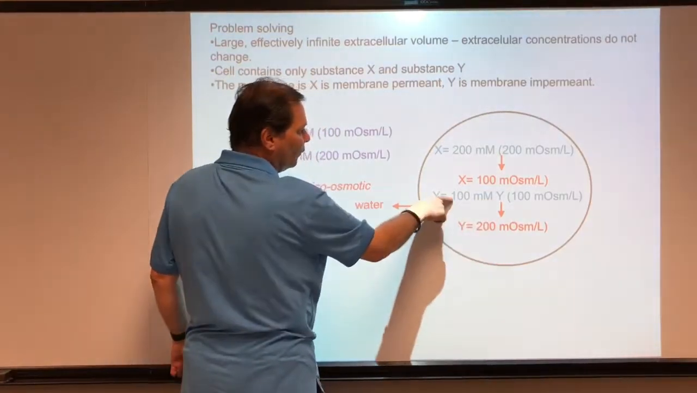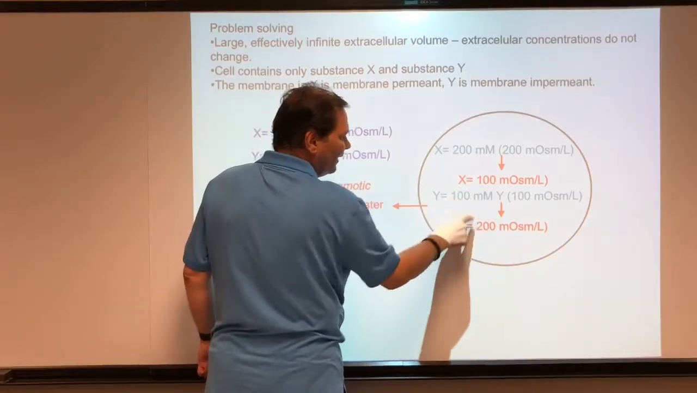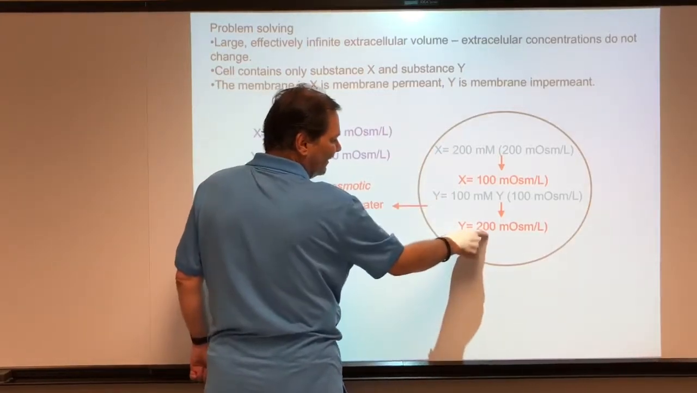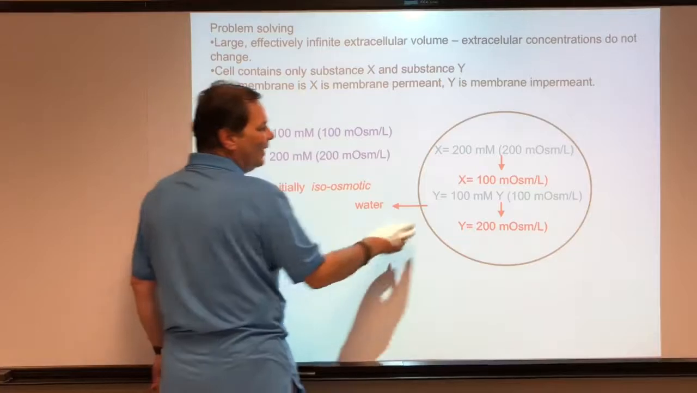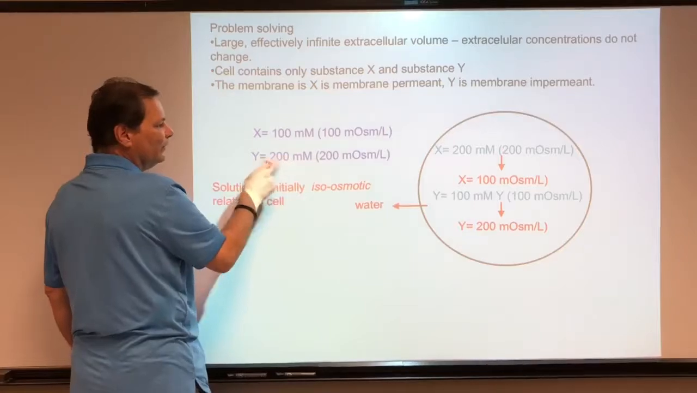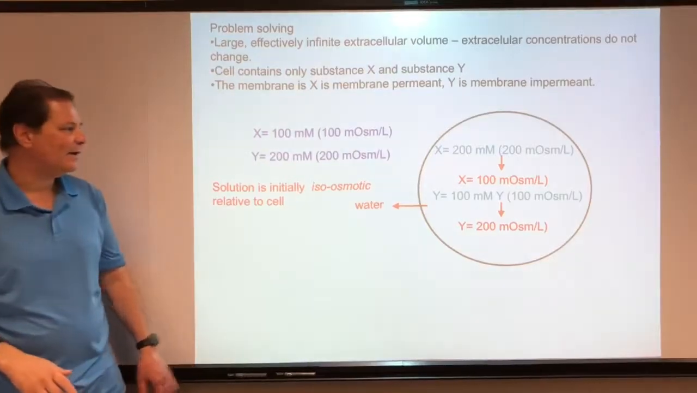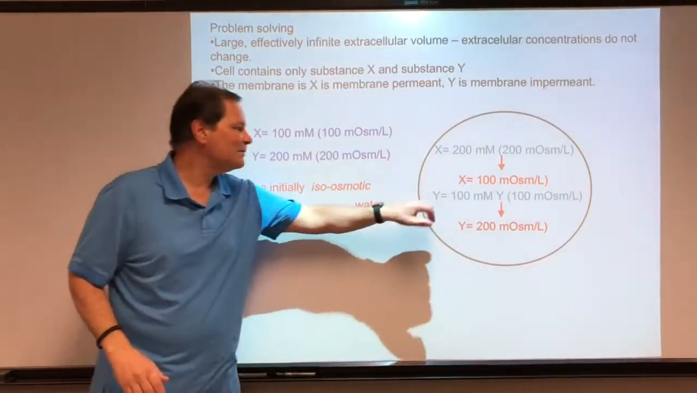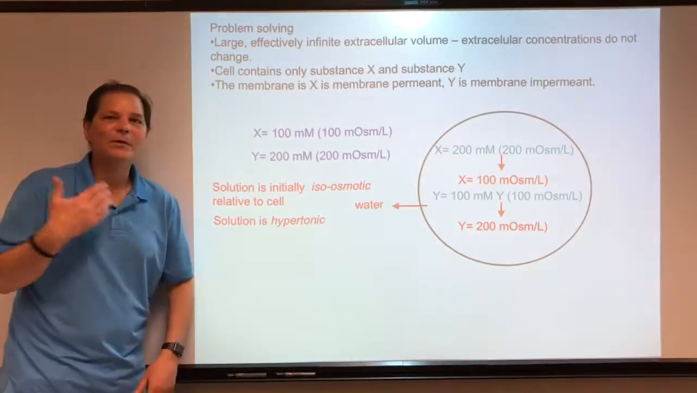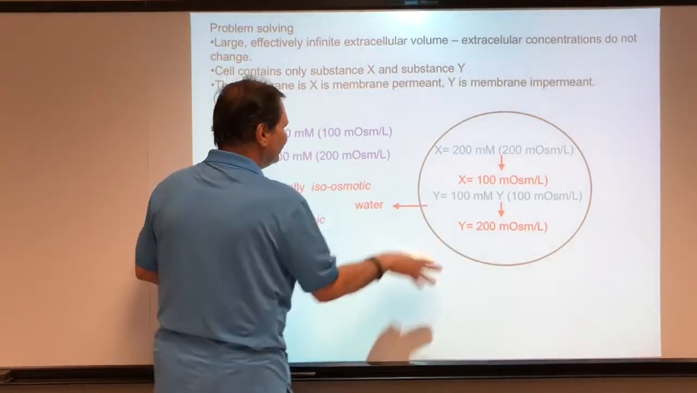And water moves until Y goes from 100 to 200. Because I'm decreasing the volume, my concentration of Y goes up as I move water, and I move water until I have 200 here and 200 here. And now I have 100 and 200, 300 milliosmoles per liter here. I have 100 and 200, 300 milliosmoles per liter here. I have the same osmolarity on both sides of the membrane now, and I moved water to make that happen, which means my cell shrank. And so my solution is hypertonic. That is, it causes cells to shrink. If I drop the cell into the solution, the cell shrinks.